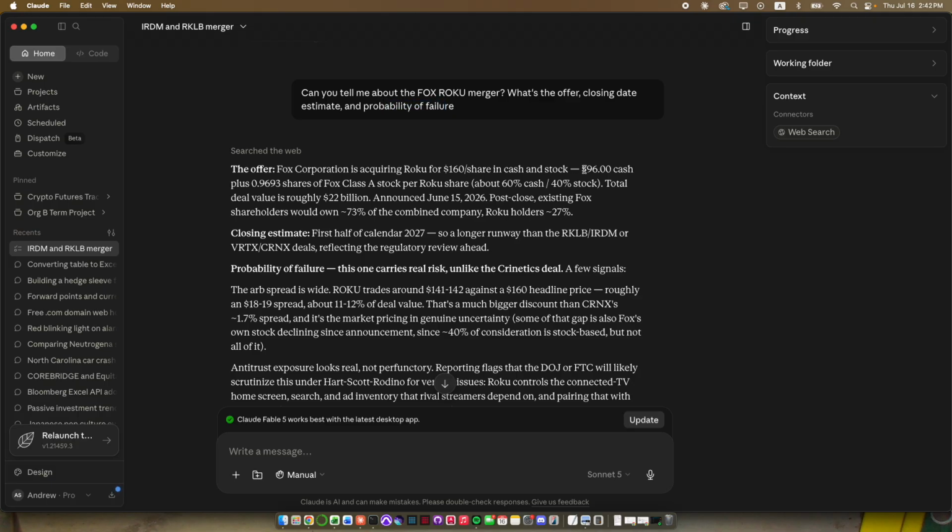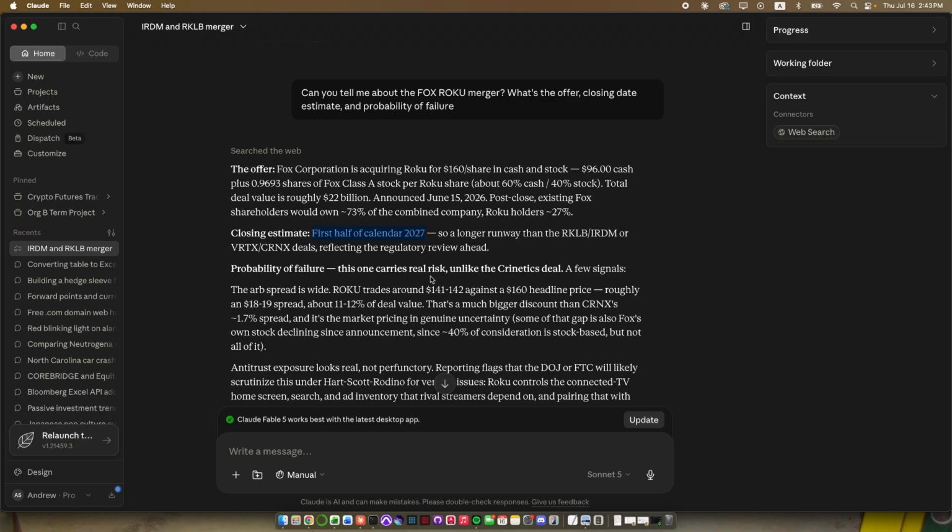You can see Fox Corporation is offering $96 in cash and 0.96 shares of Fox Class A for each share that you own of Roku. So you would buy Roku stock today and then short Fox Class A stock. And then the ideal strategy is that you would hold these until the deal closes. Claude is giving an estimate of the first half of 2027.